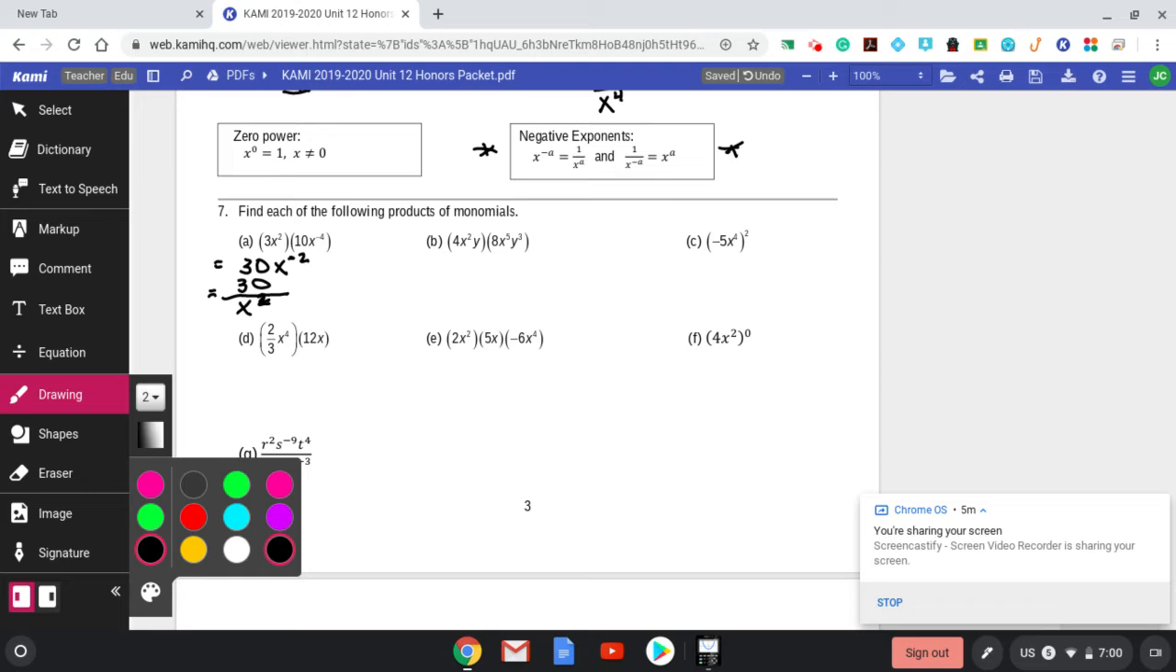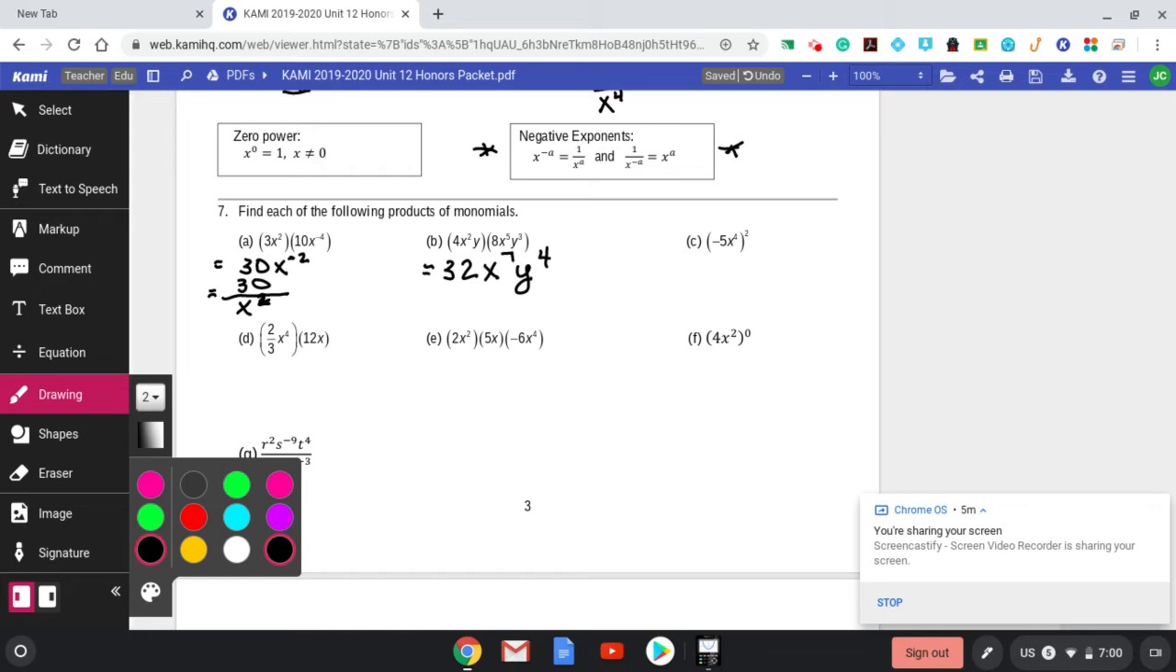Going on to B, straight multiplication. 4 times 8 gives me 32. I'm going to add the exponents on the like bases. So x squared and x to the 5th give me x to the 7th. Y and y to the 3rd give me y to the 4th. No negative exponents. That was it for that one.